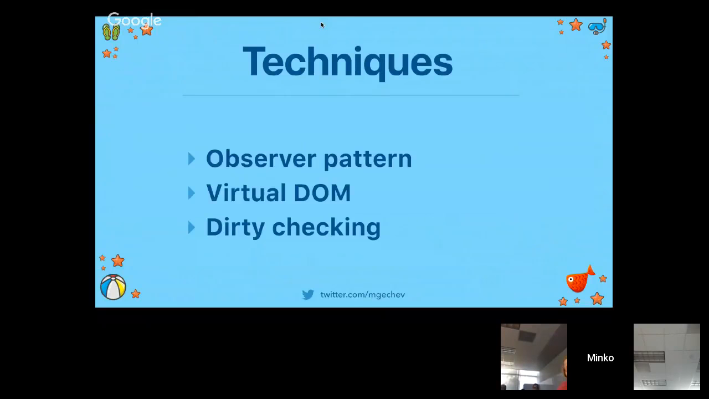And there are a couple of main techniques for doing that. There is the observer pattern, which most of you, I guess, are already familiar with. Or if you're not, you can take a look at the best-selling book of the Gang of Four about design patterns. There is also the virtual DOM, which is kind of a change detection strategy, but it is on a slightly different level. We're going to discuss that. And we have the dirty checking mechanism, which was initially introduced into the JavaScript world by AngularJS.